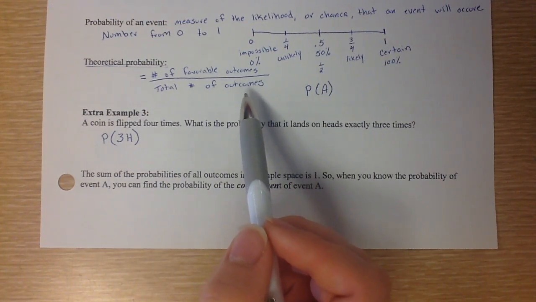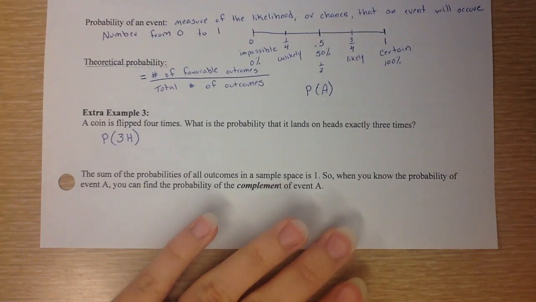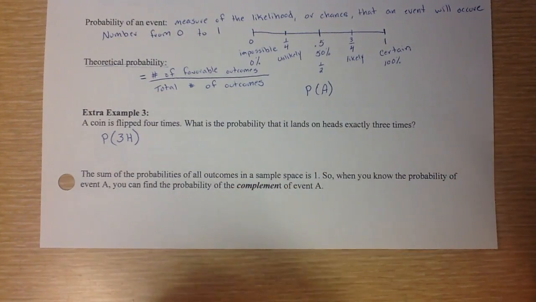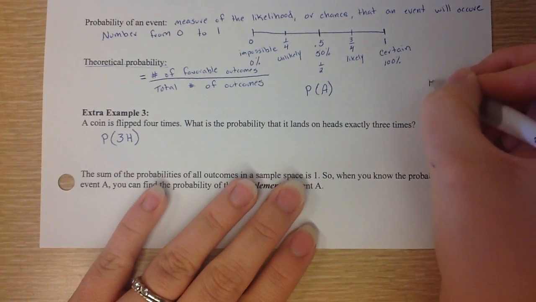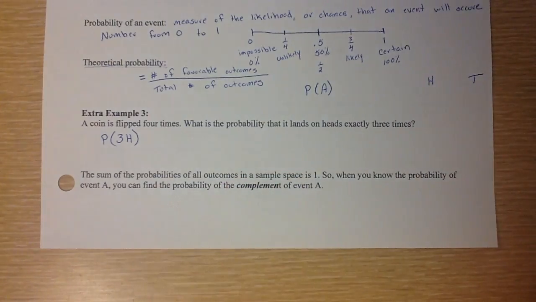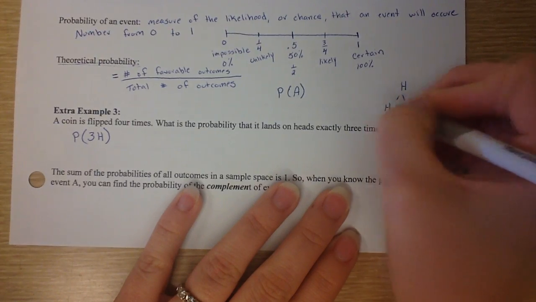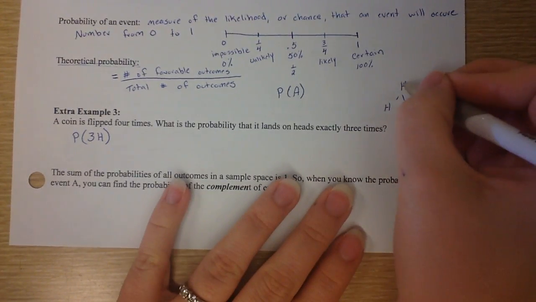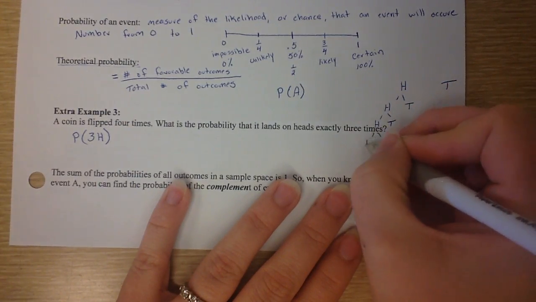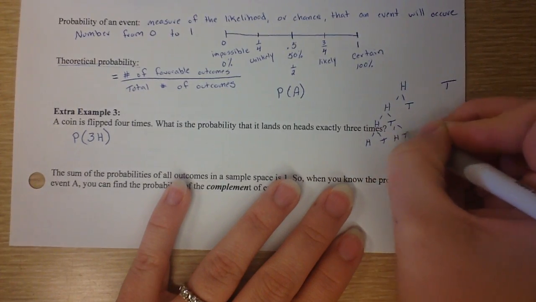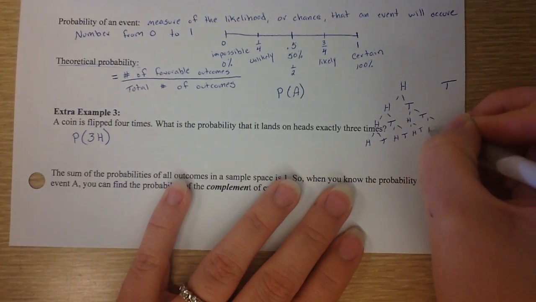So first I need to come up with my sample space, so we would need to list our sample space. Let's do a tree diagram for this. When I flip the first coin, I could get a heads or a tails. If I get a heads the first time, I'm flipping again and could get a heads or a tails. Then I'm flipping again, heads or tails, and one more time, heads or tails.